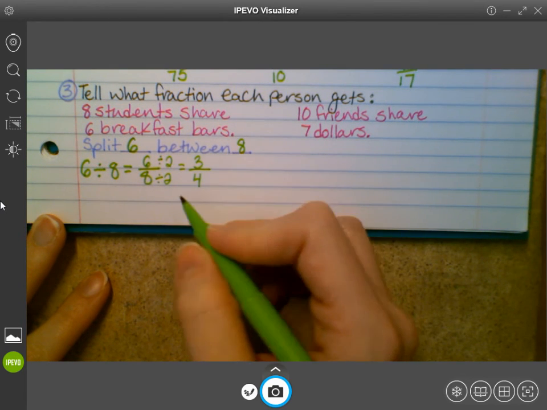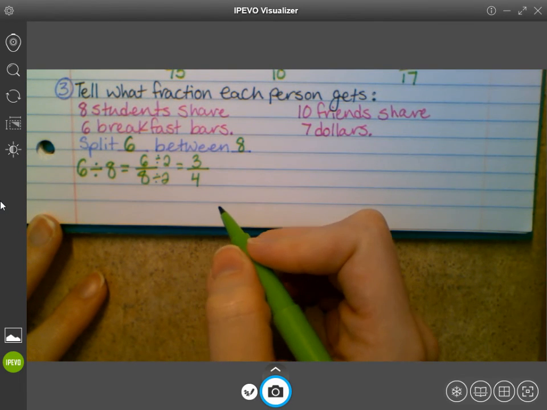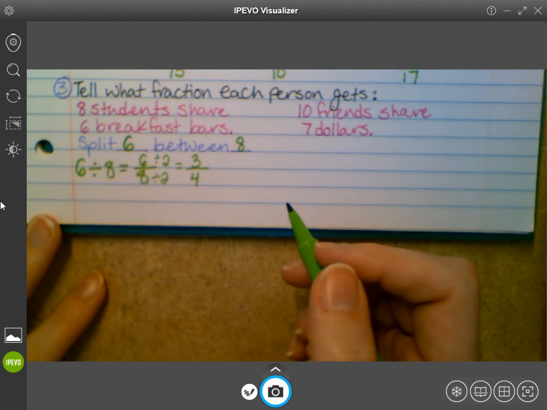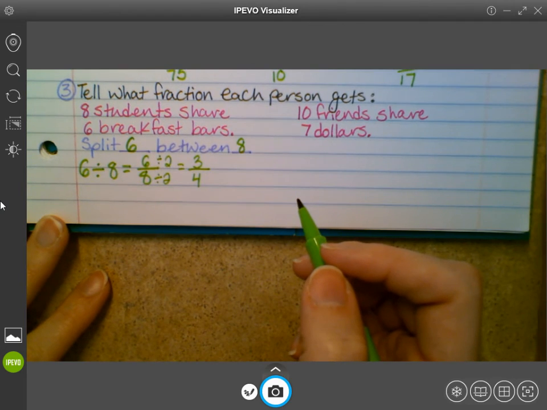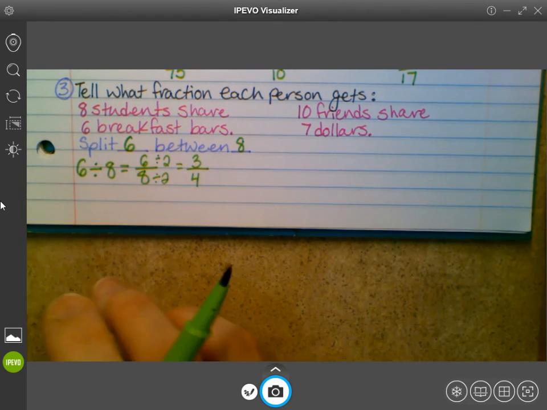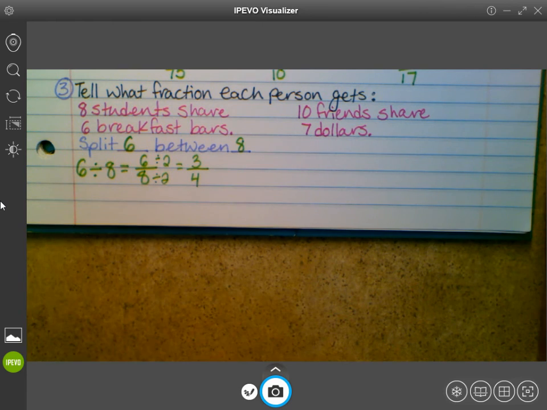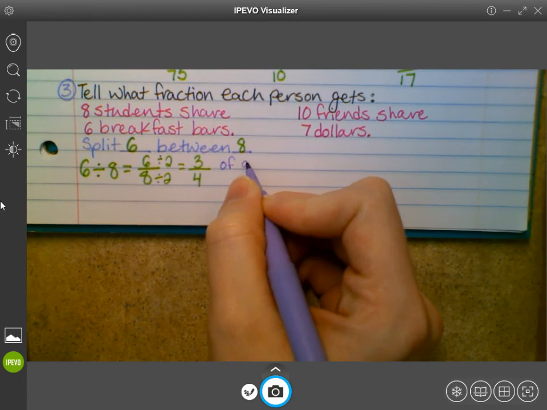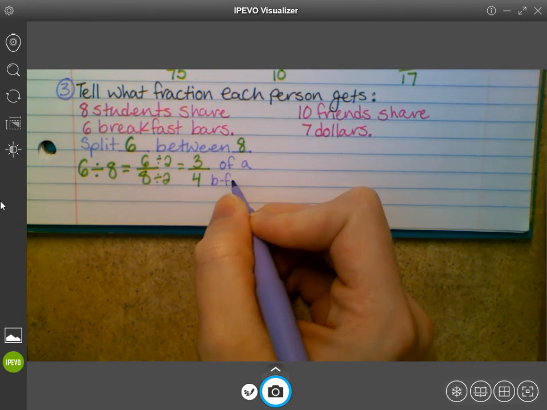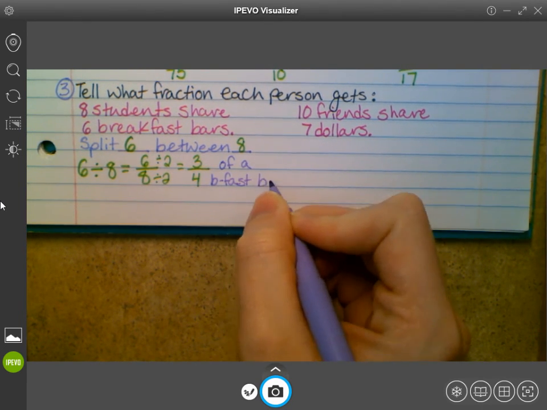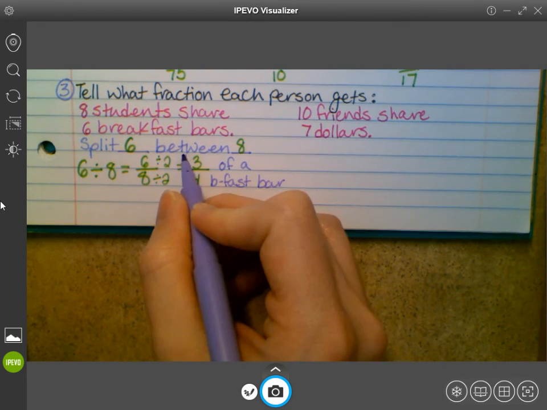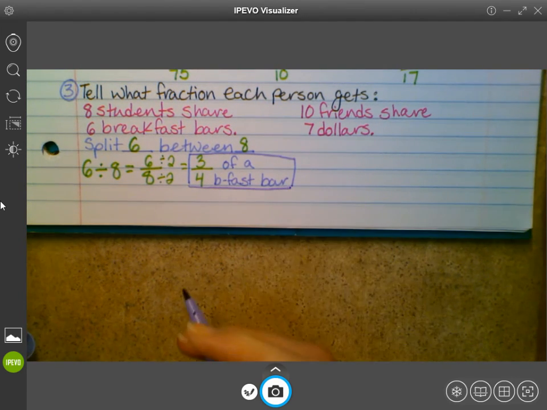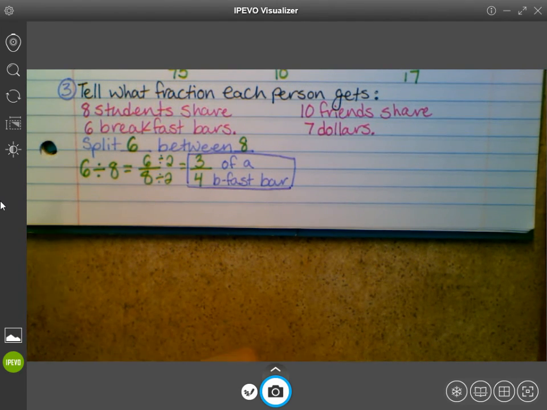And then, is that my overall answer? What do I need? What do I need as a part of my answer? What do I need, Allison? Of a breakfast, yes, of a breakfast bar, because 3/4 is less than 1. So 3/4 of a breakfast bar. And that is our answer. How many of you remembered your unit? Aha, okay, so we need to get better at that.